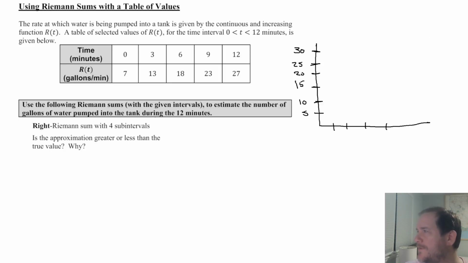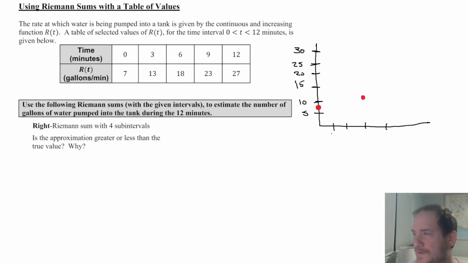Now just plot points representing these values. It says that at time 0, water is being pumped at a rate of 7 gallons per minute. So at 0, we go up to 7. That's right about there. 3 is giving 13. So 1, 2, 3, and I hop all the way to 13, which is, let's call it there. Then 6 has us up at 18. 0, 1, 2, 3. What, did I not draw enough tick marks? Oh, we're counting by 3s. Okay, so I'm bad at this.